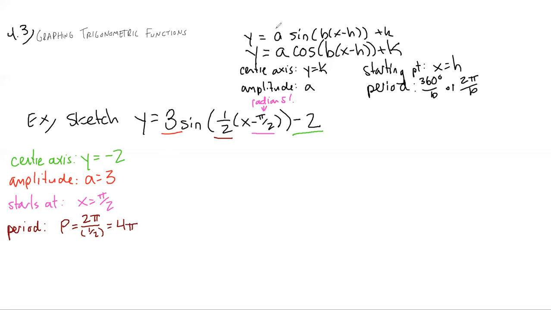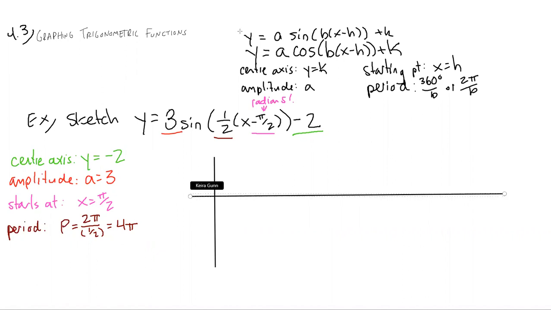And so I'm going to have to make my scale. The x scale can be a little bit tricky because we have to make sure it's something where we can see pi over 2 and this period of 4 pi in there. So I've given myself a good chunk of space here. My center axis is on the bottom, so I'll make it a little bit roomier on the bottom. And I'll just go through and label these. Let's say this is pi over 2.